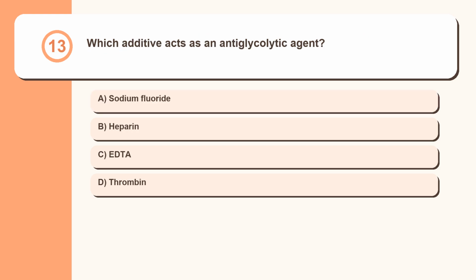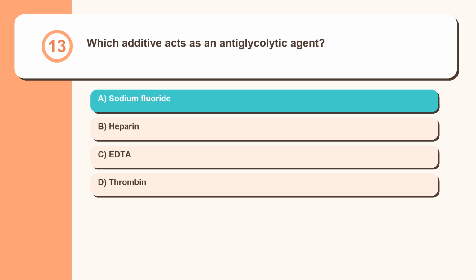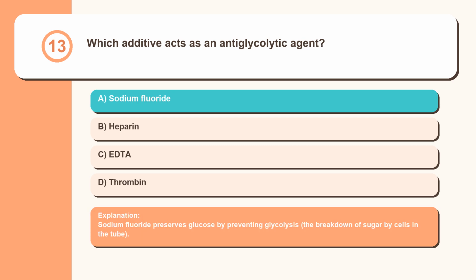Question 13. Which additive acts as an antiglycolytic agent? Sodium fluoride, heparin, EDTA, thrombin. Sodium fluoride preserves glucose by preventing glycolysis, the breakdown of sugar by cells in the tube.